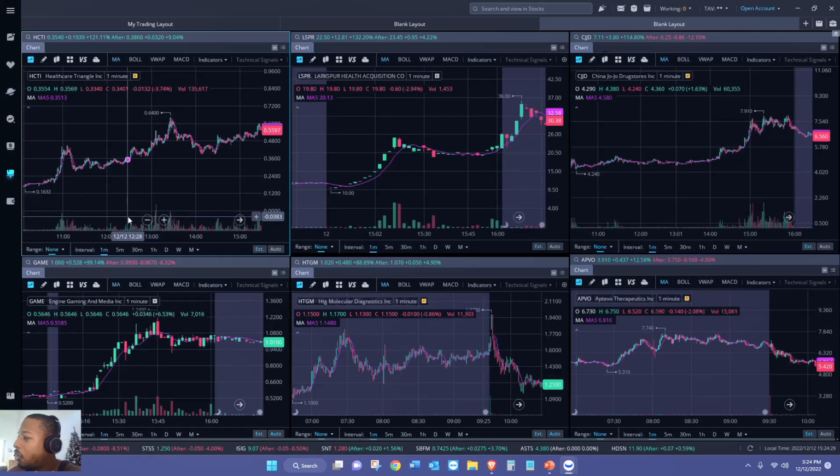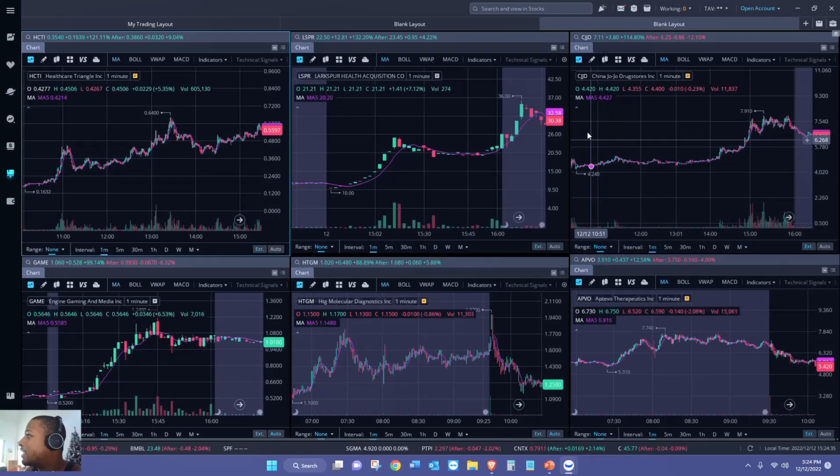Well, look at these charts. They're all different types of patterns you can play, right? They're all different levels of risk to reward. This is a $30 stock. This is a $6 stock. This is a $1 stock. This is a 50-cent stock.